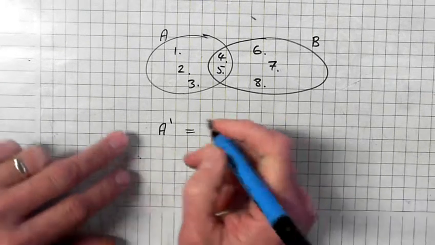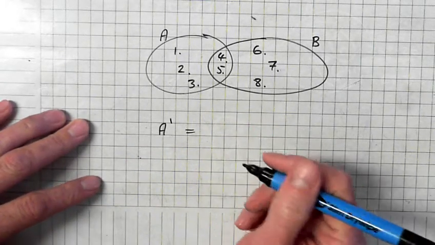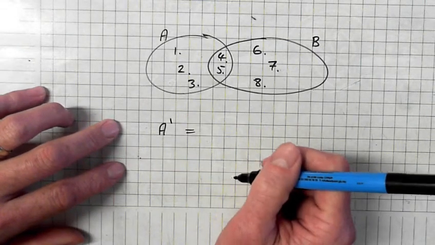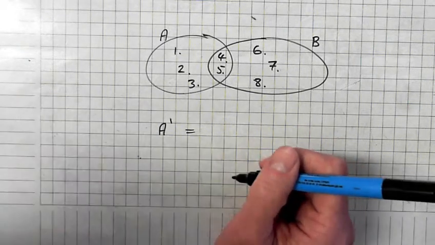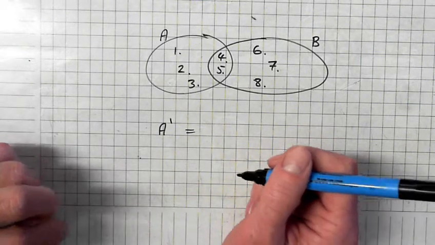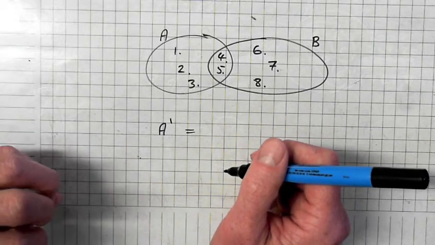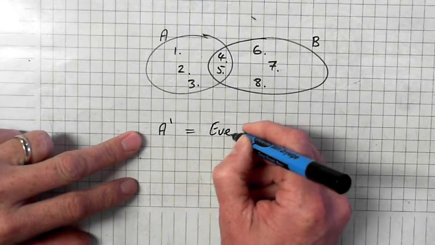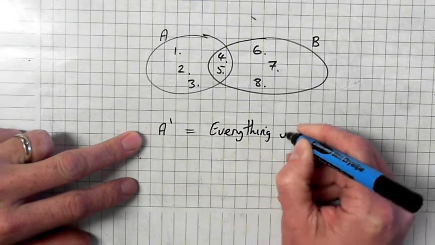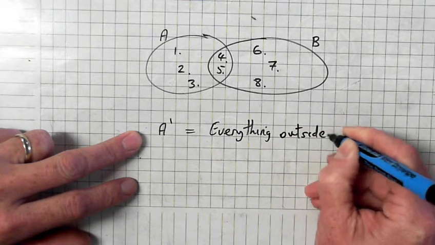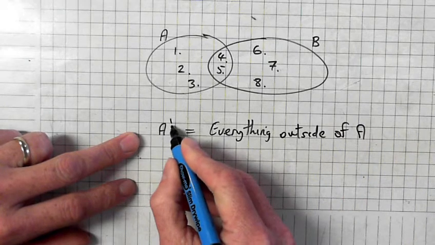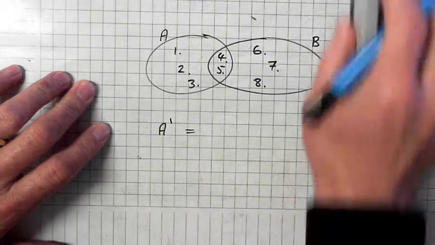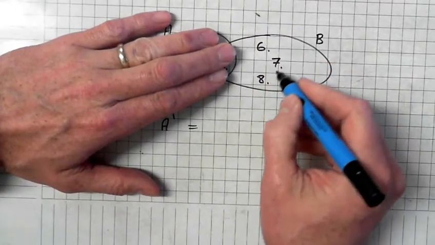Complement. Yeah. So tell me, Caleb, what does complement mean? In English, what does that mean? It means like everything outside. Yeah. A complement means everything outside of A. So it's the opposite of A really, isn't it? Everything outside of A. So we'll look outside of A: 6, 7 and 8.